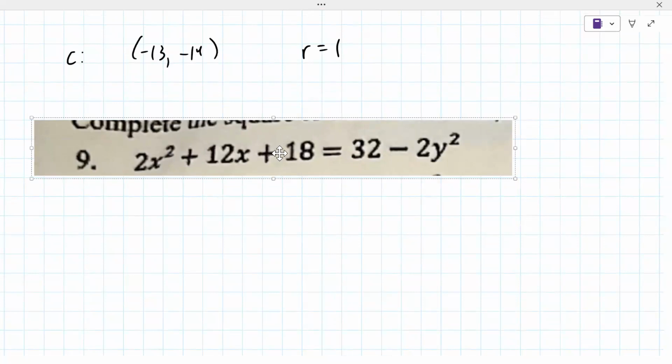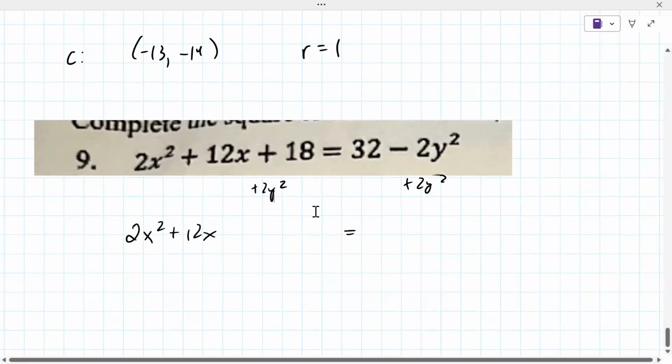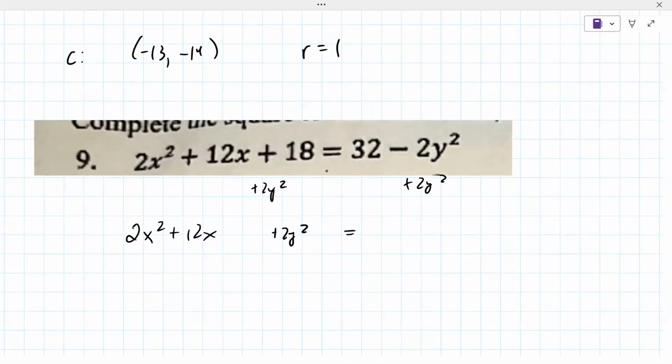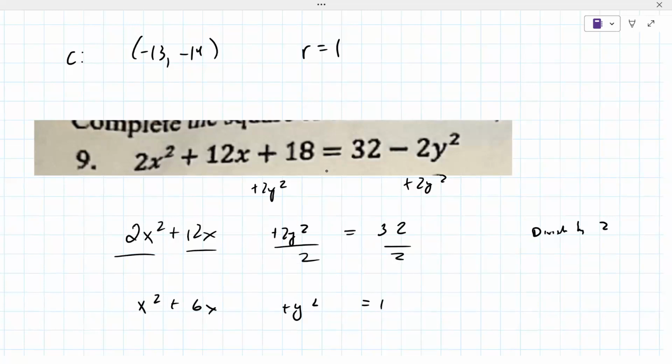So the first thing here is, again, you get everything on one side that's x related. So 2x squared plus 12x, that's on one side. And then we're going to add 2y squared to both sides. Plus 2y squared equals 32. So actually, this is an exception here. You see how everything is divisible by 2? Yeah. Normally, you wouldn't do this, but we are going to do that here. So it's x squared plus 6x plus y squared equals 16.